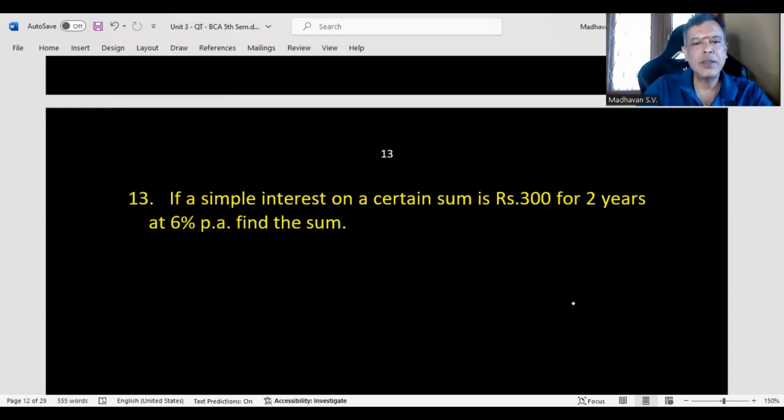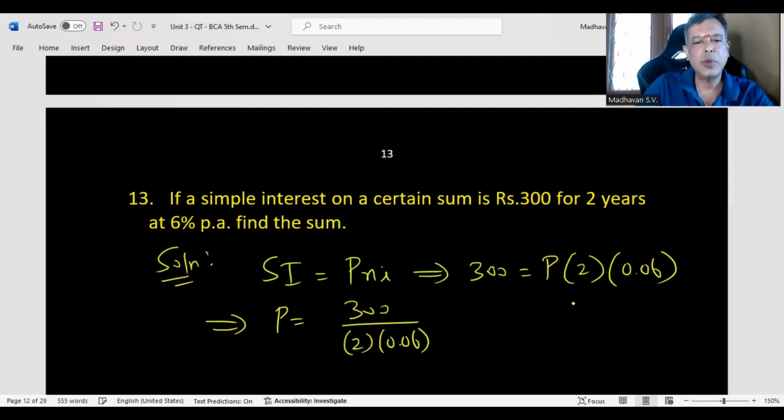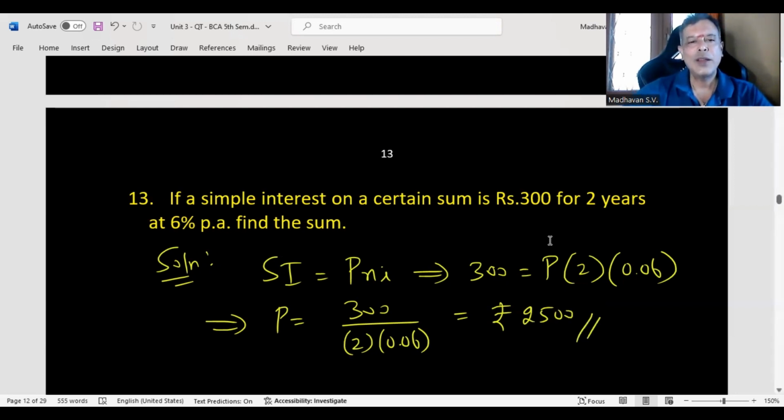If simple interest on a certain sum is rupees 300 for 2 years at 6% per annum, find the sum. We know simple interest is nothing but P into N into I. Simple interest is given as 300. We have to find the principal. N is given as 2 and interest rate is given as 0.06, which means our P will be 300 divided by 2 and divided by 0.06. If we calculate that, we will get rupees 2,500. Let us move on to the next one.